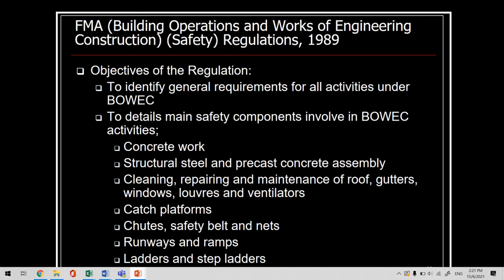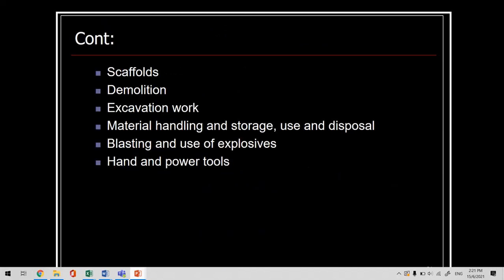And the objective of the regulation is to identify general requirement for all activities under BOWAC, to determine safety components involved in BOWAC activities. For example, concrete work, structural steel and precast concrete assembly, cleaning, repairing and maintenance of roof gutters, window loops and ventilators, catch platform, chute, safety belt and nets, runways and ramps, ladders and step ladders. And also for scaffold, demolition, excavation work, material handling and storage, use and disposal, blasting and use of explosive, and finally hand and power tool.